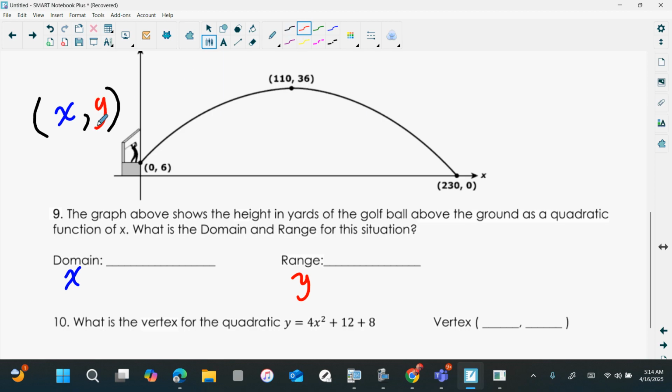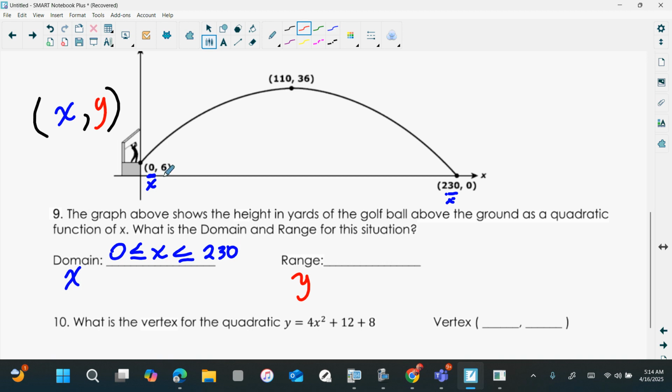And if I look at, they want you to use the graph above that shows the height of the path of a golf ball as a quadratic function, because the equation is the shape of a parabola. What is the domain? So domain, remember, is the x value. So I have to look. There's my x is 0. Then it goes to 110, and then it comes all the way out to 230. So my domain is the inequality going from the lowest number, which is 0, is less than or equal to x, which is less than or equal to 230.